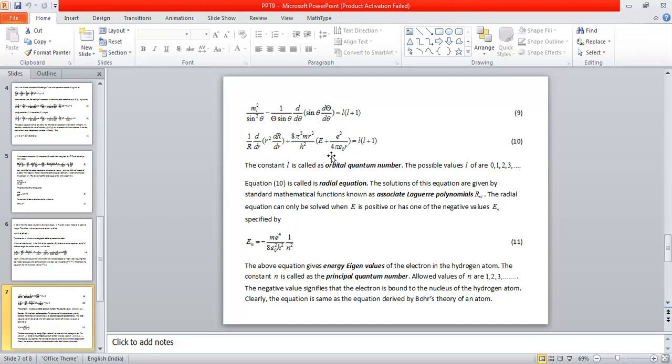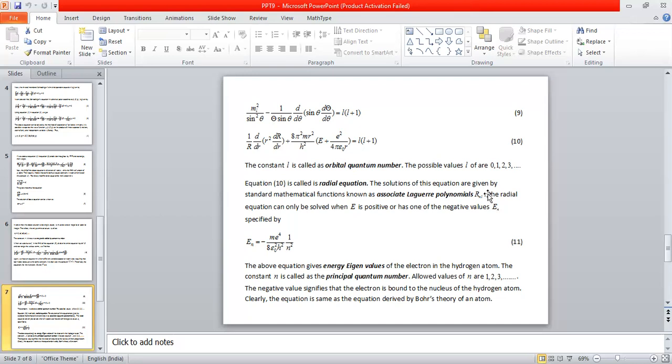Now here, this equation 10 is what we call the radial equation. It is called the radial equation because it is purely a function of the radial coordinate r. Mathematically, this is a standard differential equation, and it is possible to solve. I'm not going to solve this equation at all.